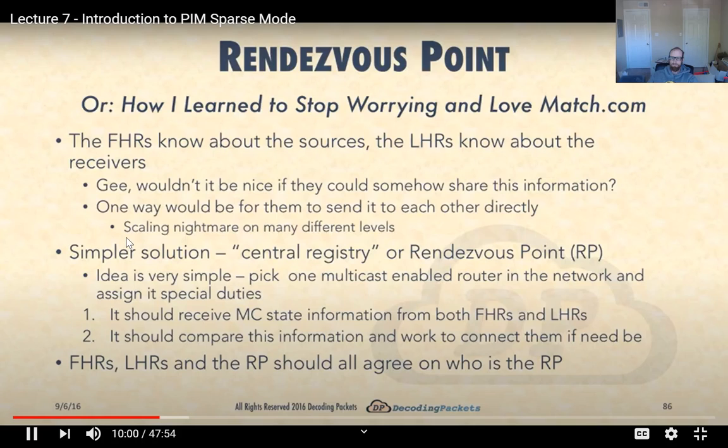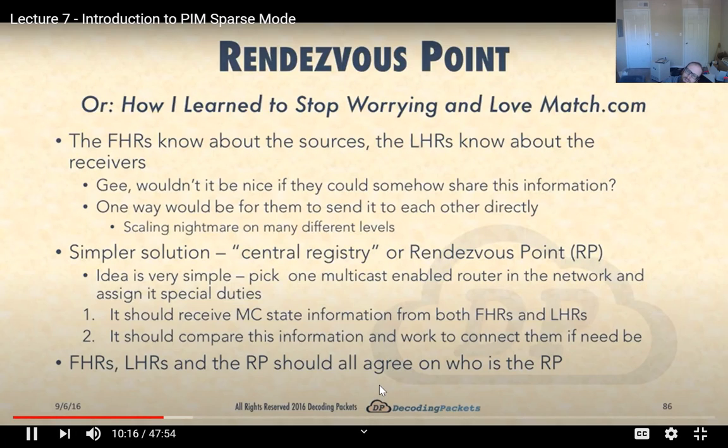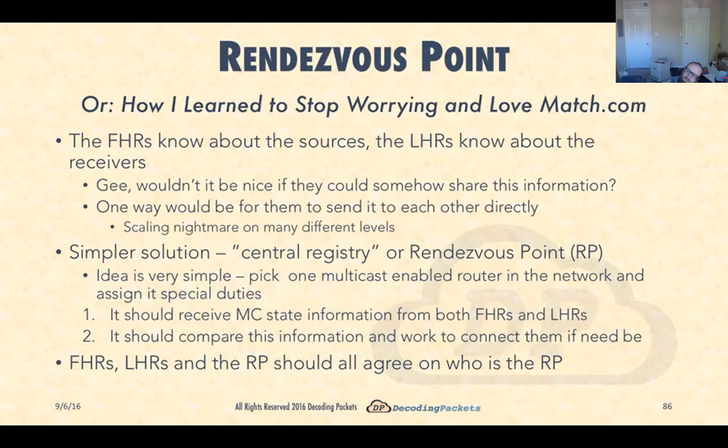One of the ways that they could send this information is to send it directly to each other. Many different things are done there. Think of it scaling linearly, with many different levels. What happens if the FHR is also an LHR? What happens if the FHR doesn't really need that information anymore? What happens if an FHR goes offline? How do you keep track of a new FHR that's not here in the network? So it's really not the best idea there.